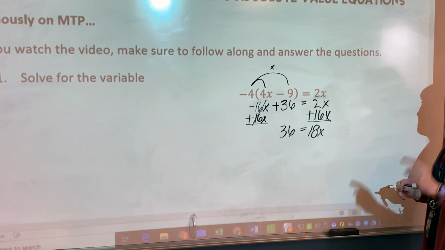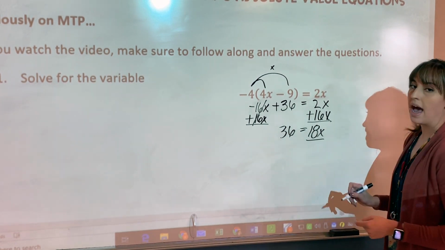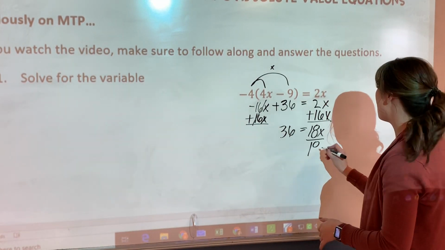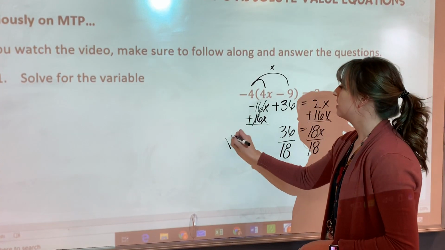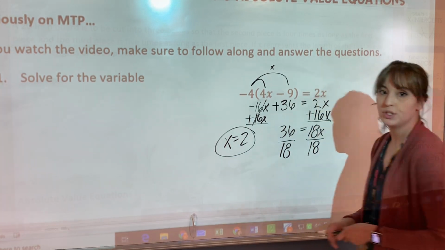18 and x are technically being multiplied, so to undo that, we have to divide both sides by 18. 36 divided by 18 is 2, so x is 2.